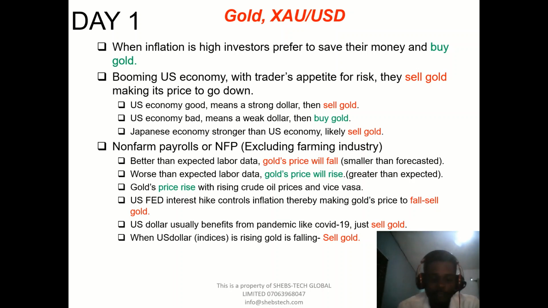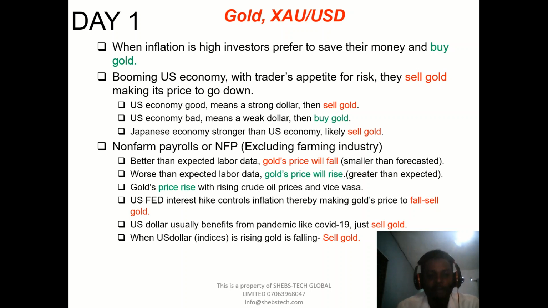For instance, if the forecast was 50 and the actual is 45, it means the actual is better than expected. So you sell gold. Now, in the non-farm payrolls data, when the actual is worse than expected, gold price will rise. That is, you buy gold. This is what it implies.